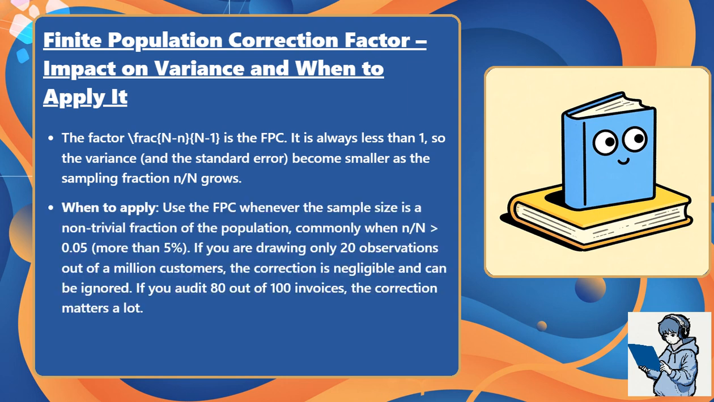When to apply: use the FPC whenever the sample size is a non-trivial fraction of the population, commonly when n over N is greater than 0.05, more than 5%. If you are drawing only 20 observations out of a million customers, the correction is negligible and can be ignored. If you audit 80 out of 100 invoices, the correction matters a lot.